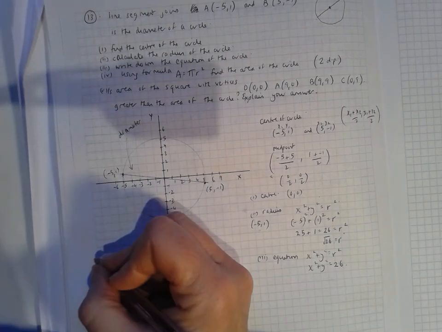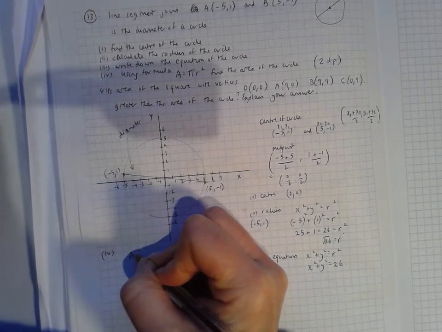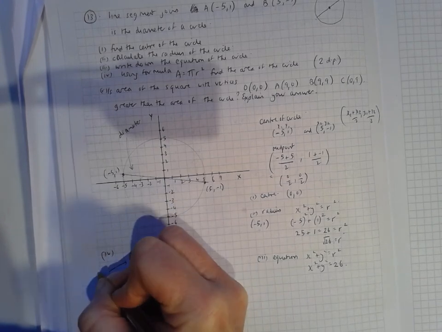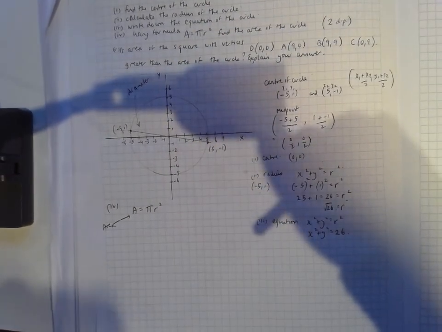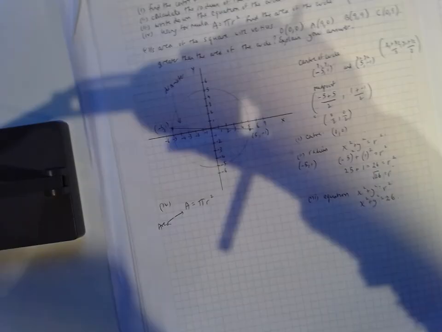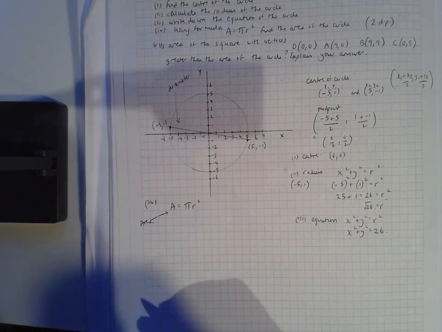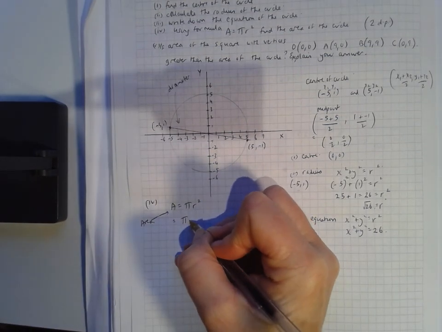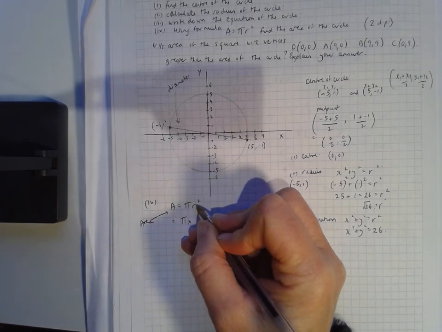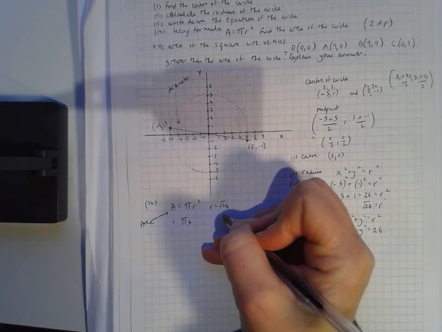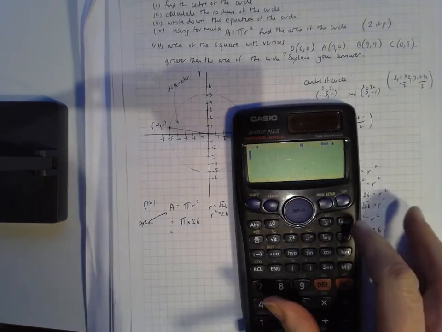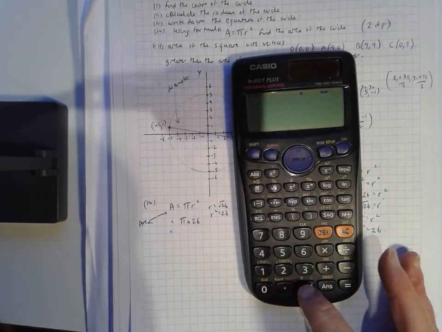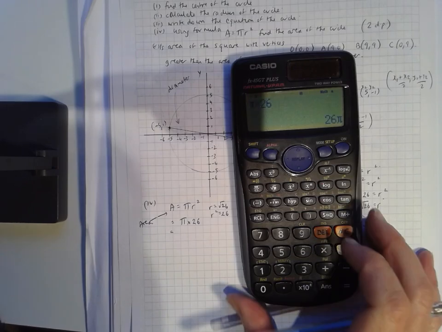Part 4. Using the formula A is equal to pi r squared. So this is area. This is from your area and volume tables and formula book. Okay, our formula page. A is equal to pi r squared. So we've got to work out what's the area of this circle. So it's equal to pi by the radius squared. So the radius is root 26. Radius squared we've seen is 26. So it's pi by 26. So pi by 26 is going to be shift pi times 26 equals 26 pi.